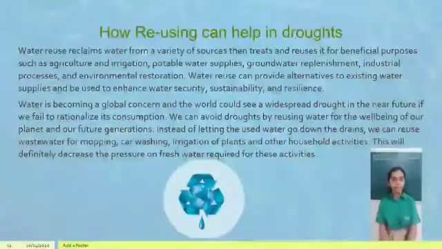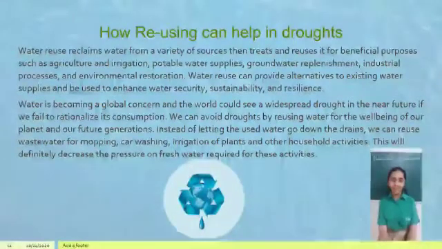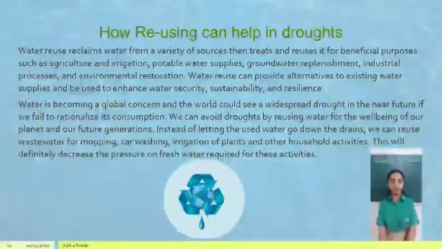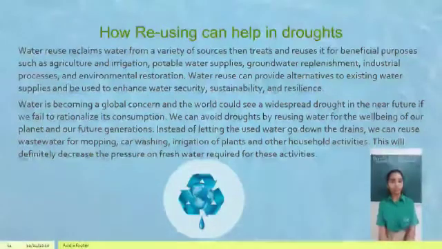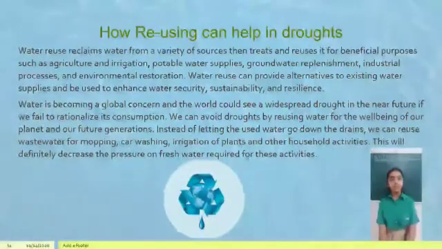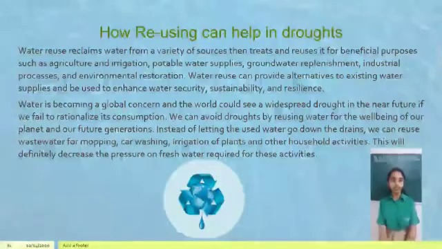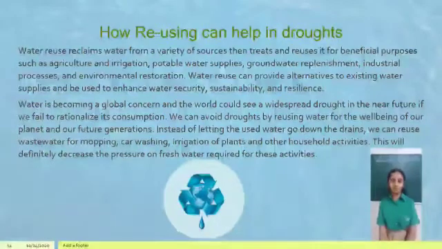Hello, I'm Gayatri, and my topic is how we can reuse water to avoid droughts. Water reuse reclaims water from a variety of sources, then treats and reuses it for beneficial purposes such as agriculture and irrigation, potable water supplies, and groundwater replenishment.